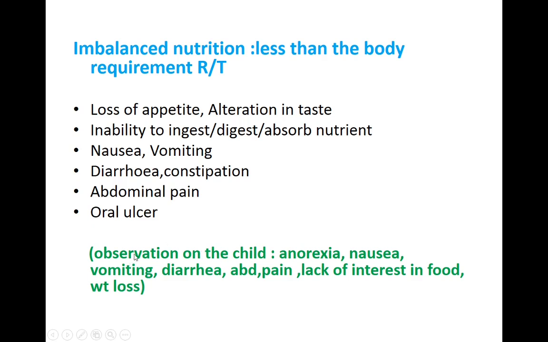And then just to make it a little bit clear and easy for you people, I have given these things: what observations you will be making on the child. The child will be having anorexia, nausea, vomiting, diarrhea, abdominal pain, lack of interest in food.